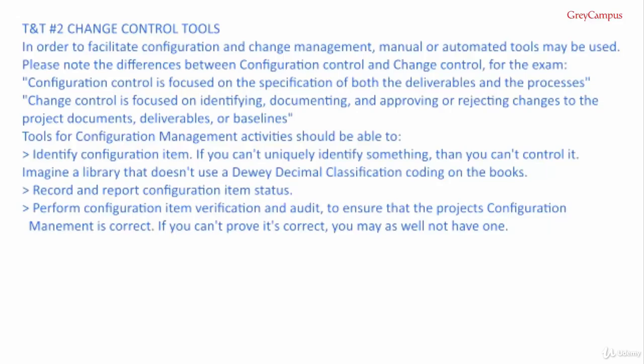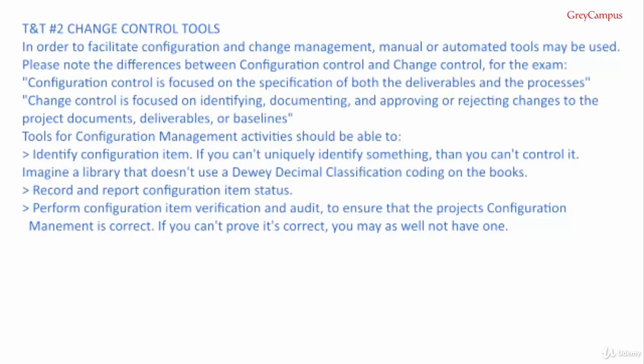This is very important for the examination. Configuration control is focused on the specification of both the deliverables and the processes. Change control is focused on identifying, documenting and approving or rejecting changes to the project documents, deliverables or baselines. Tools for configuration management activities should be able to identify a configuration item.